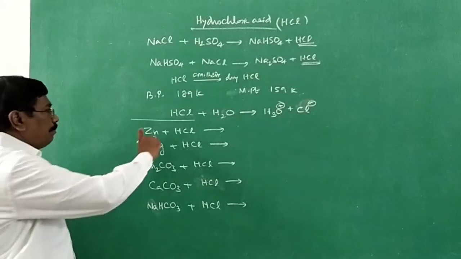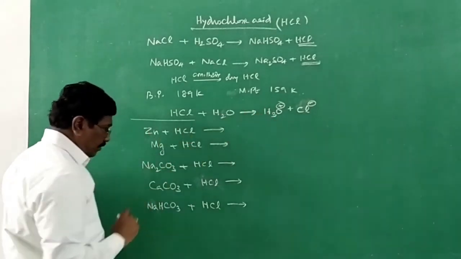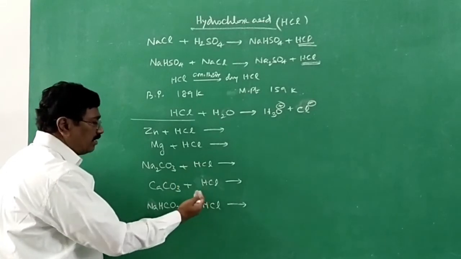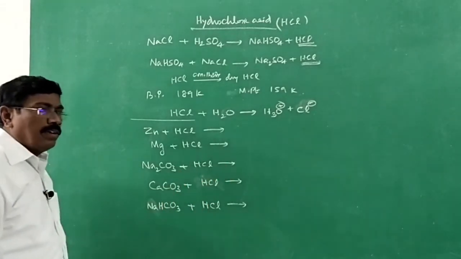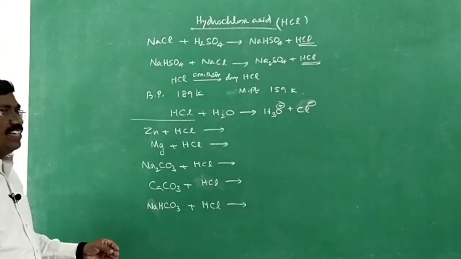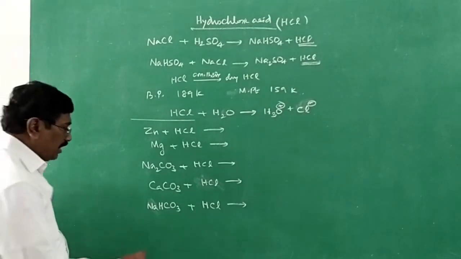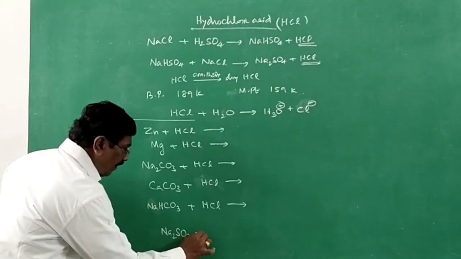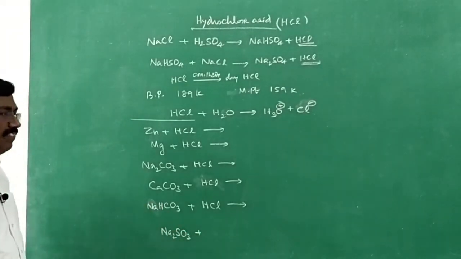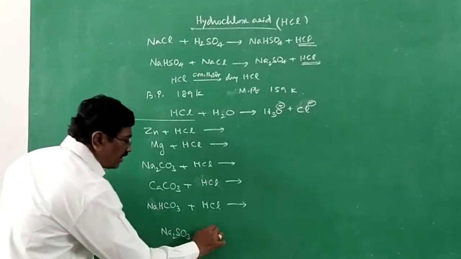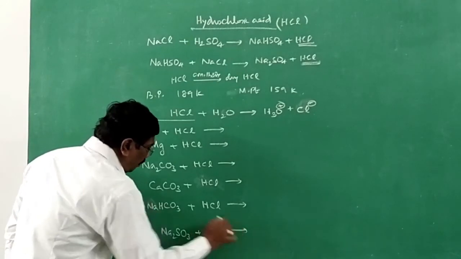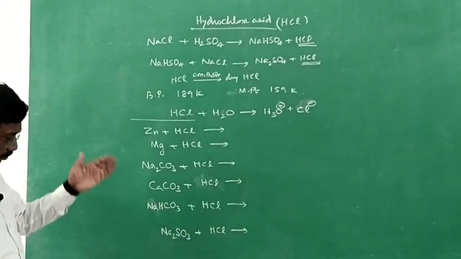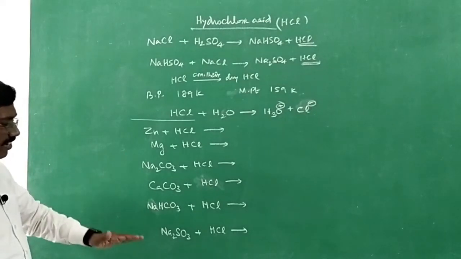So with metals, metal chloride and hydrogen; with the carbonates, metallic chloride, water and carbon dioxide. And with the sulfite, when it is made to react with sodium sulfite, say Na2SO3, SO3 means sulfite. With the sulfite, it liberates sulfur dioxide. Carbonate, carbon dioxide; sulfite, sulfur dioxide. Same type of reaction: sodium chloride, sulfur dioxide, water.